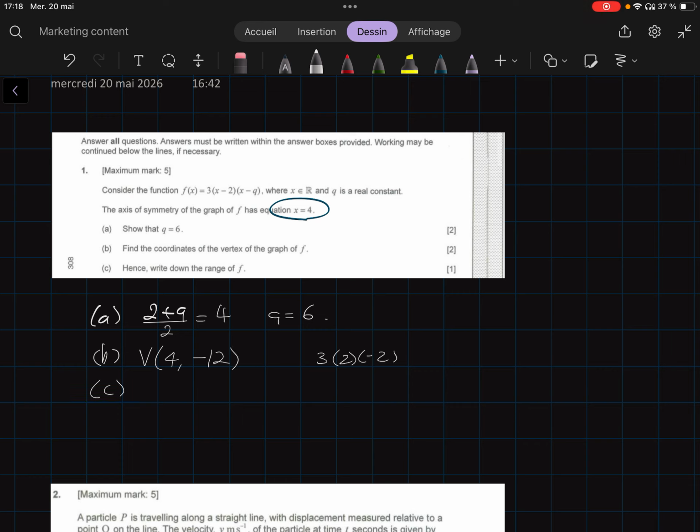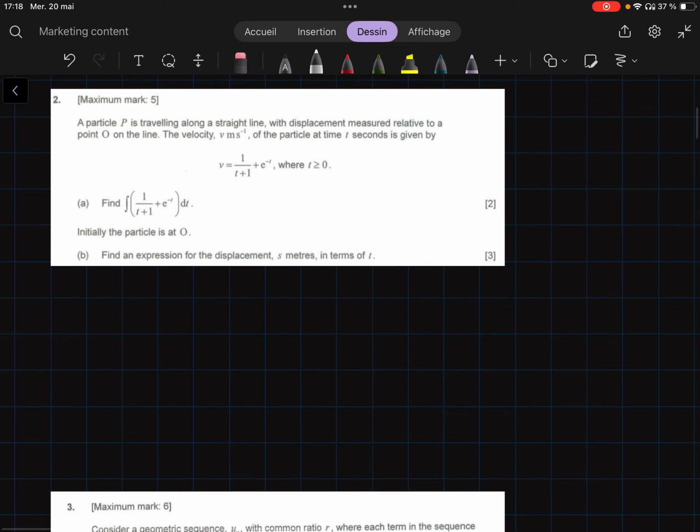C. This is a parabola that is opening up. Therefore, the range has to be y greater than or equal to negative 12. I do not know why this question is on HL, but anyway, take your 3 marks and move on.